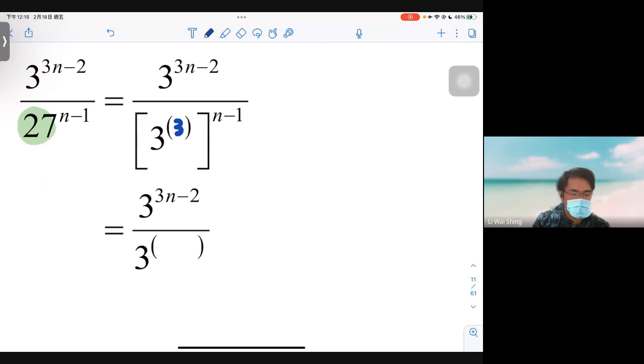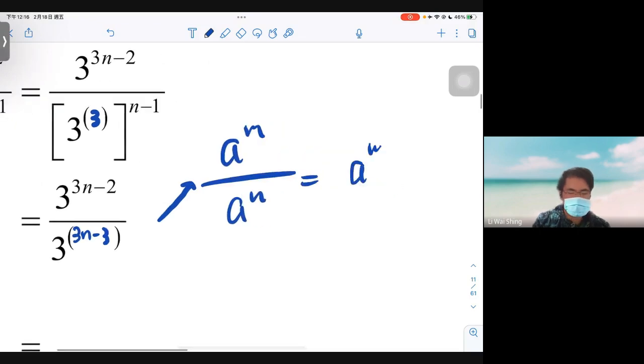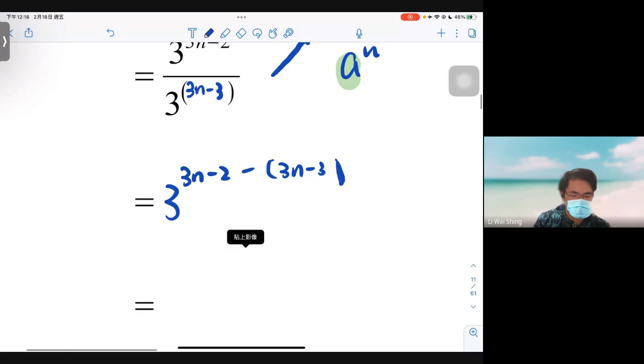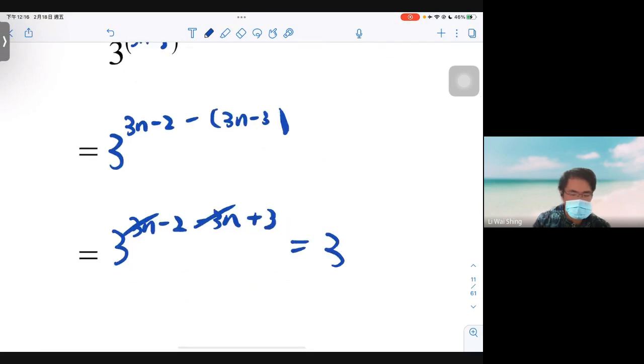In the denominator, it becomes 3n minus 3. Then you can have this form, a^m over a^n, so you can simplify it, m minus n. Because the base are the same, you can simplify it. So here also the same. 3n minus 2 minus the denominator, 3n minus 3. Okay, 3n minus 2 minus 3n plus 3, cancel it out, it equals to 3.